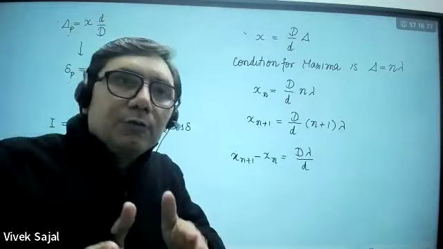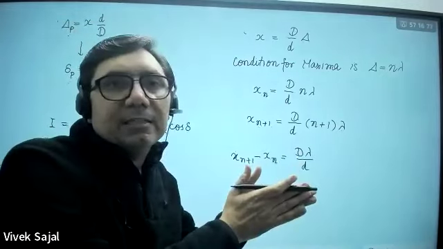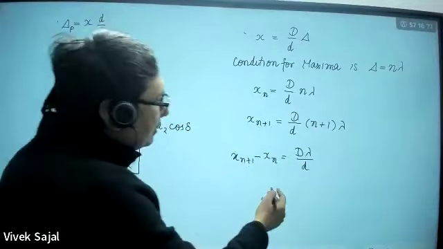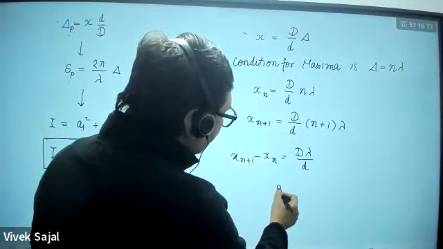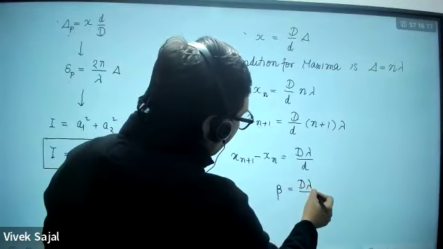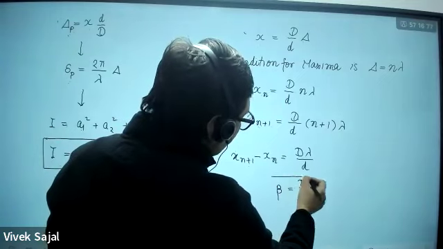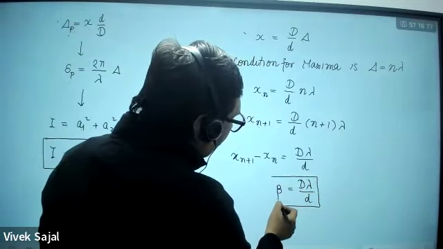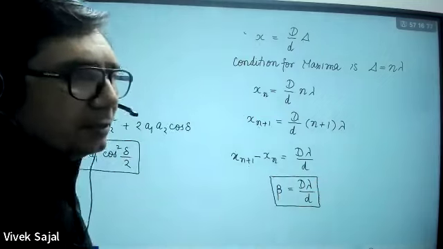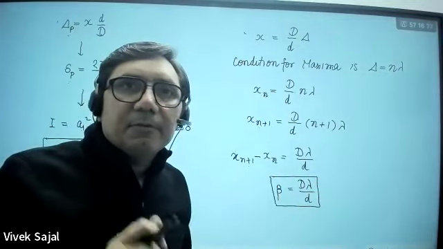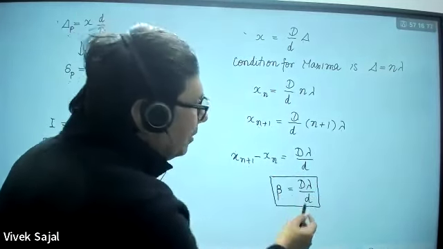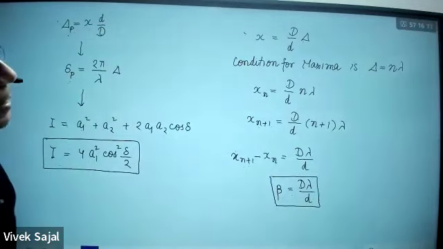It means if you choose any two successive maximas, interference maximas, this will be the separation between them. We represent this by beta, and this is equal to D lambda upon d. This will be beta. Later on, I will call it fringe width. Right now, I am not saying this is the separation here. Here, I am saying that separation between two successive maximas is beta equal to capital D lambda by d.